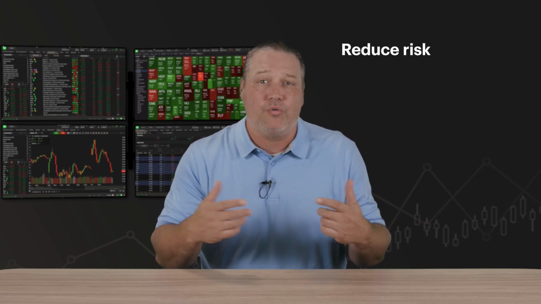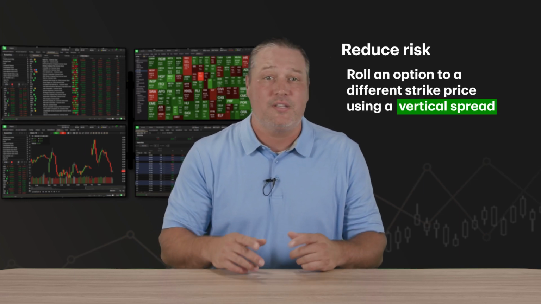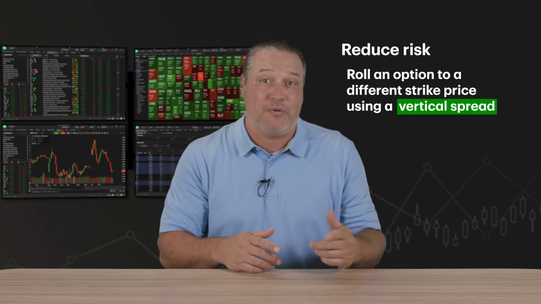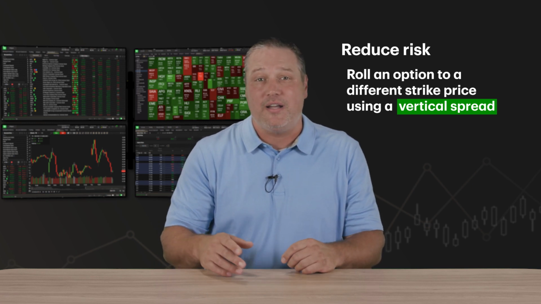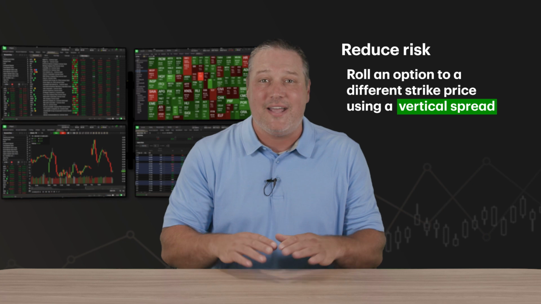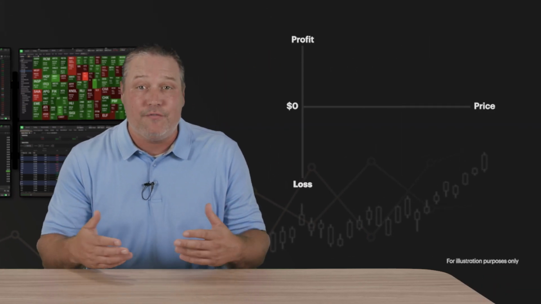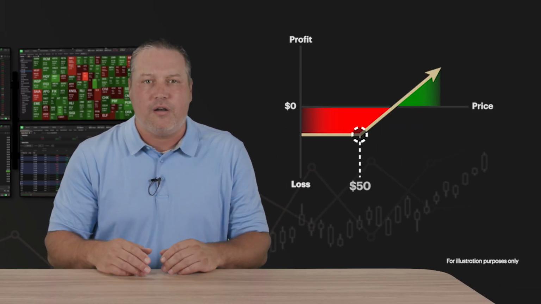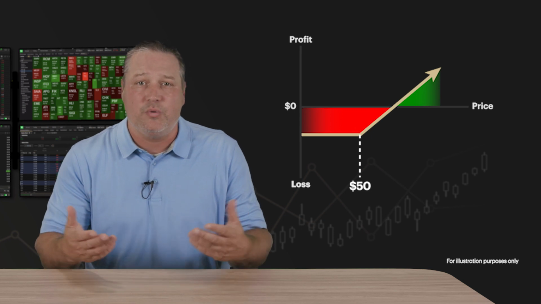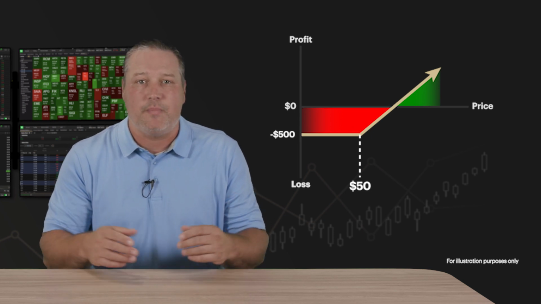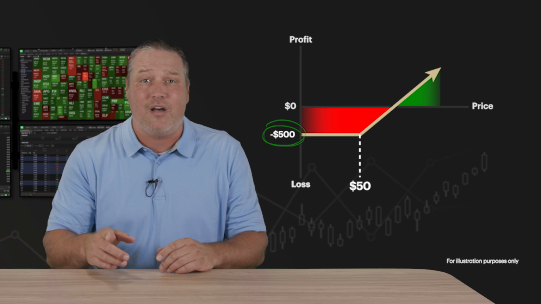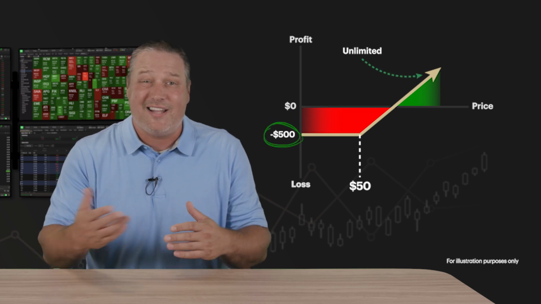To do this, you can roll your option to a different strike price using a vertical spread. For example, say a stock is trading at $50 right now, but you expect the stock price to rise in the next 3 months. To potentially gain from this scenario, you're going to buy the $50 call that expires in March, costing you a total of $500. This means your maximum potential loss for the trade is $500, and your potential profit, that's unlimited.